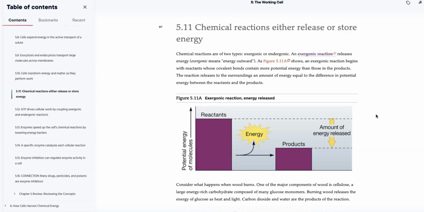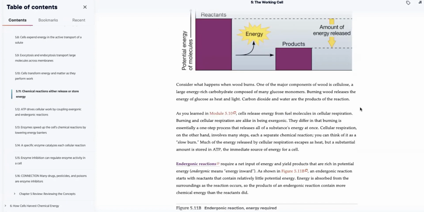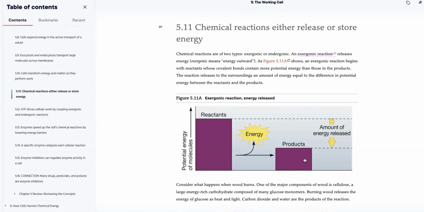Chemical reactions either release or store energy. We've actually seen chapter 5, section 11 before. And we said, well, sometimes the reactants have a greater level of energy than the products. So in figure 5.11a, would this be an uphill reaction or a downhill reaction? Well, downhill, right? Because the reactants are at a higher energy state than the product, and energy is released when we go from reactant to product. We don't need to throw any energy into this reaction to make it move forward. This would be a downhill reaction.